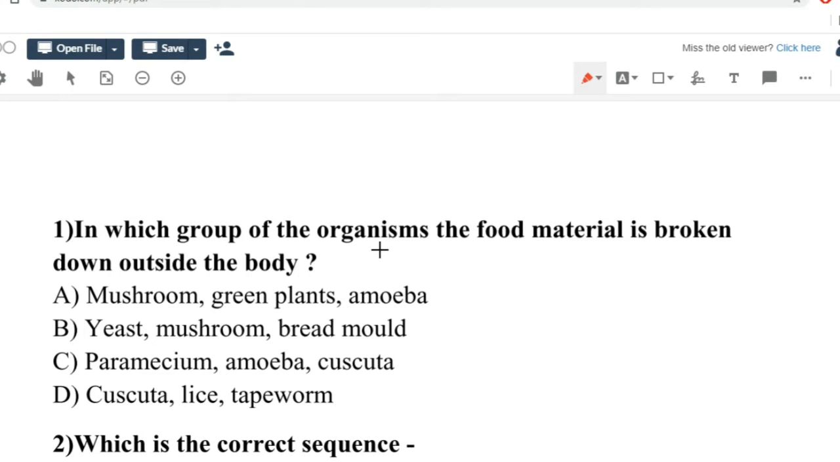So in the question they have asked, in which group of organisms the food is broken down outside the body? So the option is yeast, mushroom and bread mold, because they are asking about the saprophytes here.